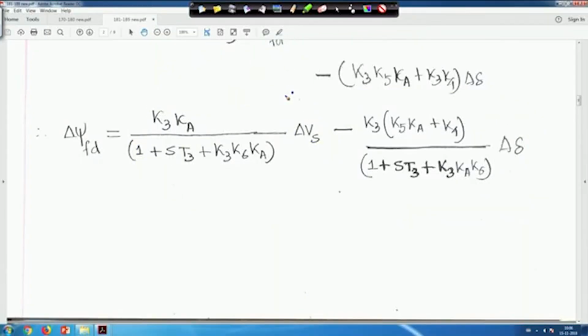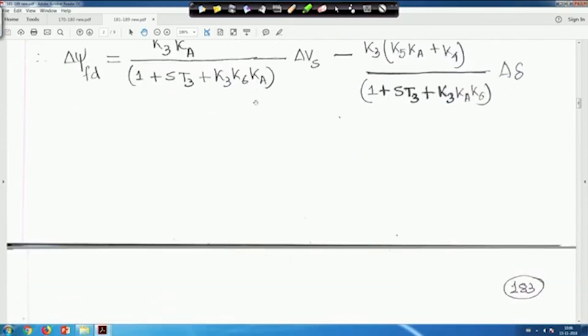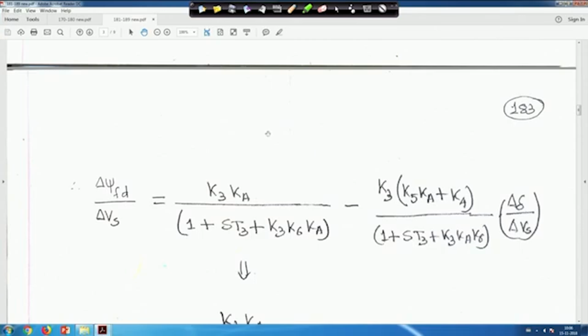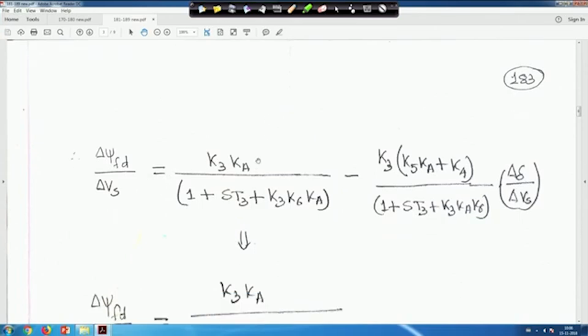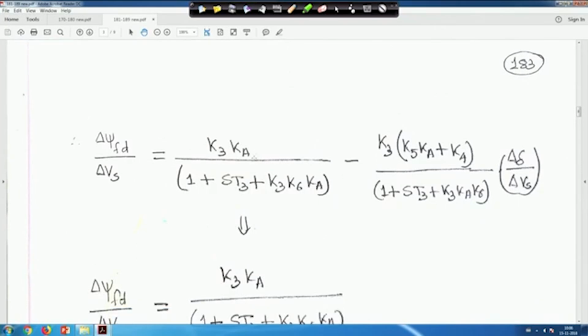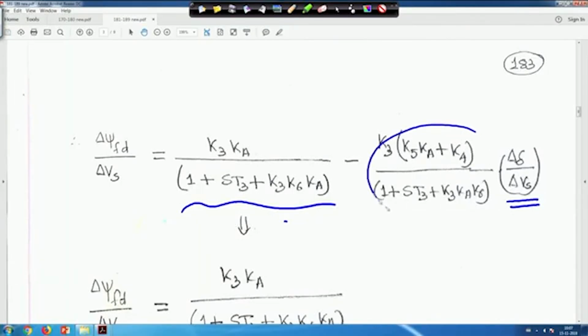So, that means what we will do, just try to understand this, right. It is only understanding, mathematics you can easily make. Whenever we are writing this, delta psi f d upon delta Vs, this term will be there and this term is delta delta upon delta Vs. Both sides you divide by delta Vs. So, delta psi f d upon delta Vs plus minus this term into delta delta by delta Vs. That means, due to the stabilizer this term has been introduced, right.